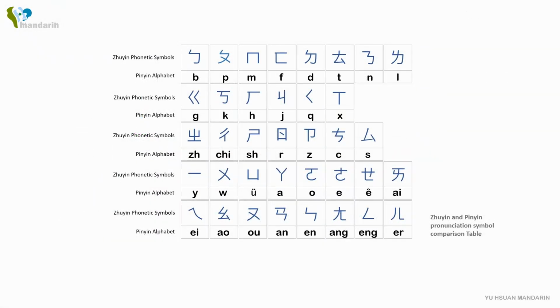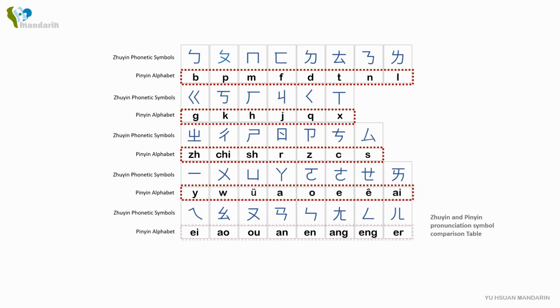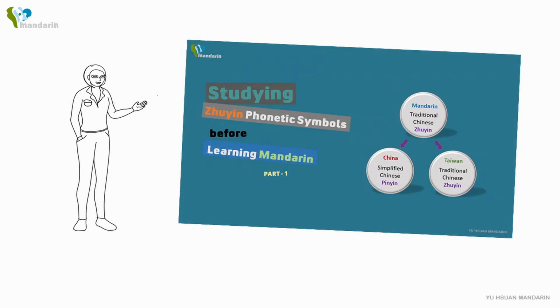We can also replace each Zhuyin phonetic symbol with the pinyin alphabet. Both Zhuyin and pinyin are designed to correspond to the tonal pronunciation of Mandarin. If you are interested in knowing more, please click on the video for more information.